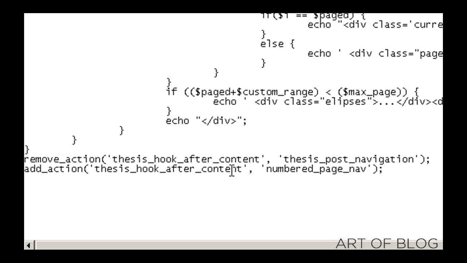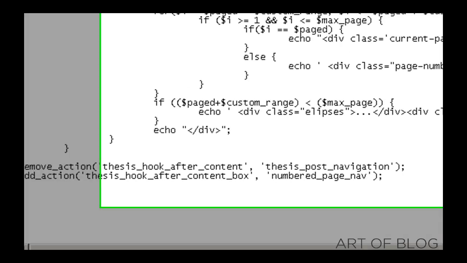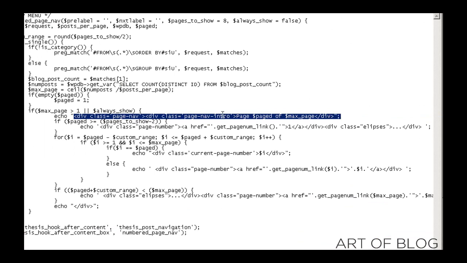If you wanted to put it below your entire content box, which is your blog post and your sidebar, then you would just use thesis hook after content box. So pretty straightforward stuff, nothing too terribly complicated. I think I actually forgot to tell you about the intro box. Let me do that really quickly. That's just right here. And as you can see, page nav intro is our class. And then paged stands for the current page number that we're on, and max page stands for the final page. So relatively straightforward stuff there, and you can obviously change that text to say whatever you would like.